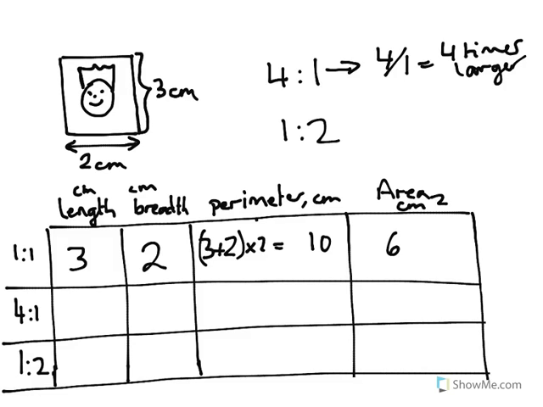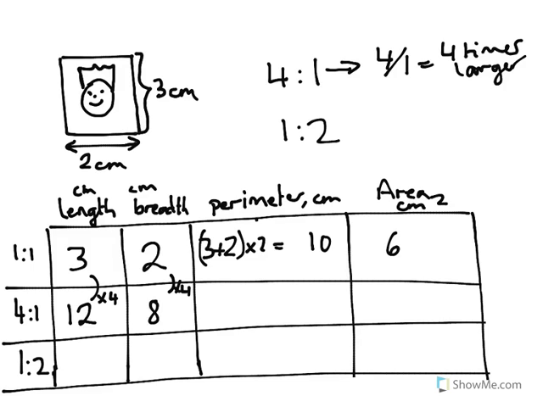We make the length 4 times larger, which means we do 3 times 4, giving us a length of 12 centimeters. We make 3 4 times larger, turning it into 3 times 4, 12. We make 2 4 times larger, turning it from 2 times 4, giving us 8.